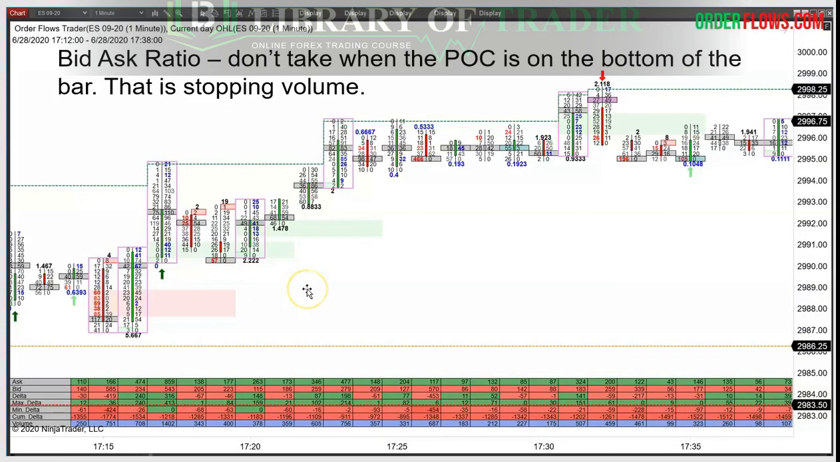Bid-ask ratio, right? Don't take it when the POC is on the bottom of the bar, right? That's going to be stopping volume. And what do I mean? Okay, there's an example right here.